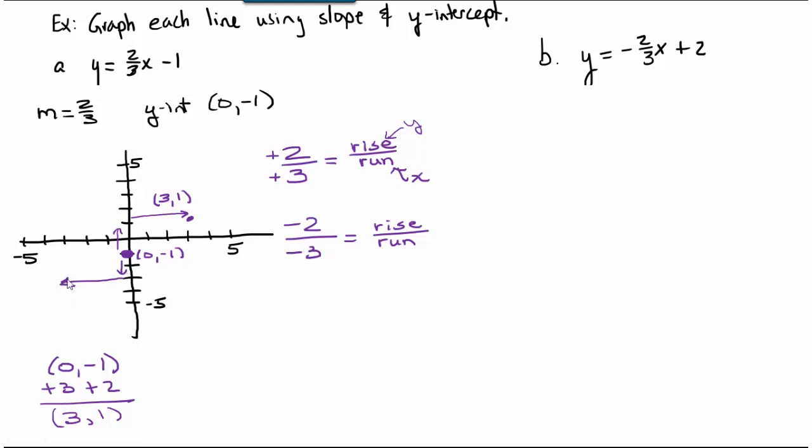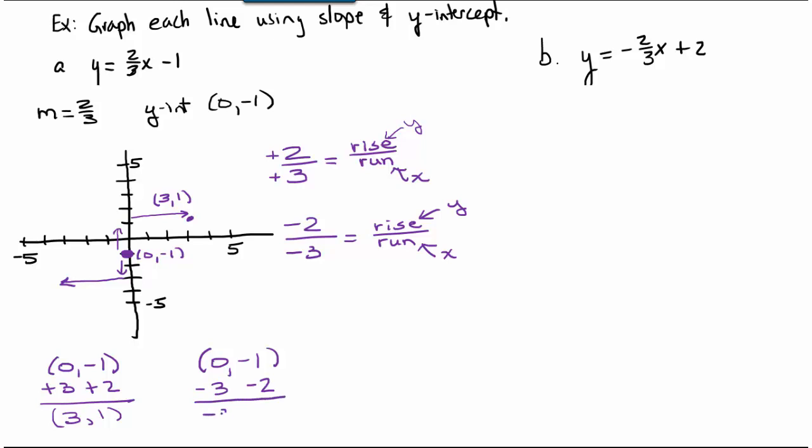Now, let's say you're not sure what those coordinates are, you're having trouble reading your graph. We can use the same little trick as before. Our starting point is (0, -1). The rise is the change in the y value, and the run is really the change in the x. So our y value is going to be changed by -2, and our x value is going to be changed by -3. So let's add these.